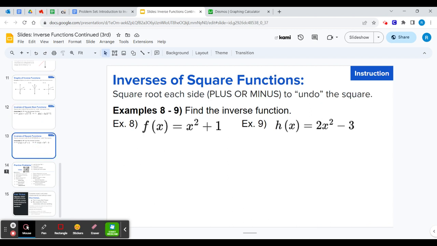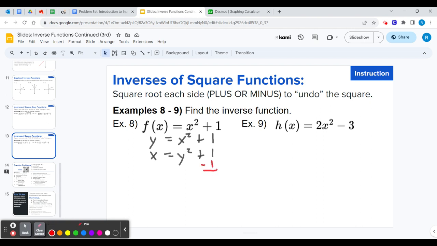Now, the second more complicated equation that we need to run into is our inverse of square functions. So if we're squaring something, we can undo that by taking the square root. However, we're going to need to make sure we take the plus minus version of it, and we'll see that in a second here. So if we work through example 8, we swap out our y equals x squared plus 1, and we do that second switch, x equals y squared plus 1.